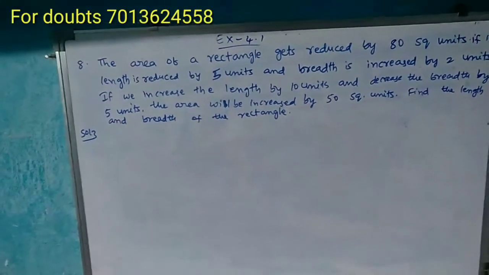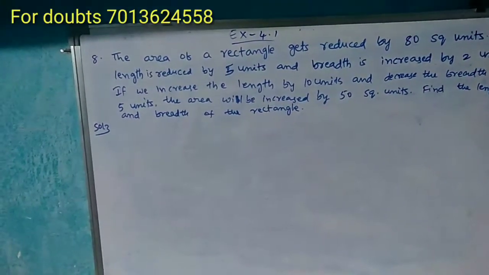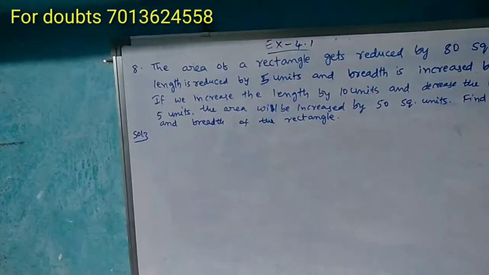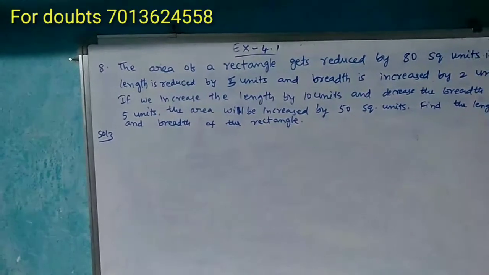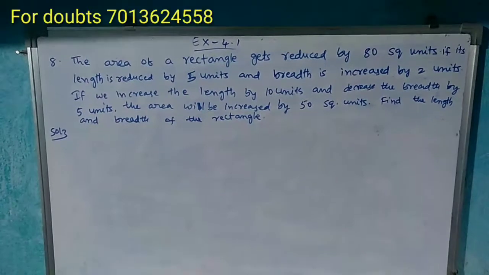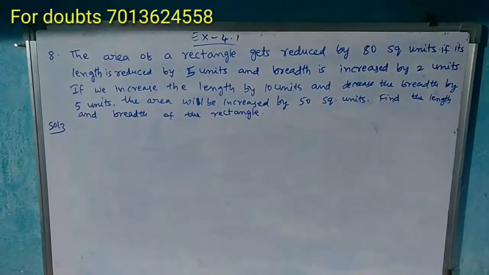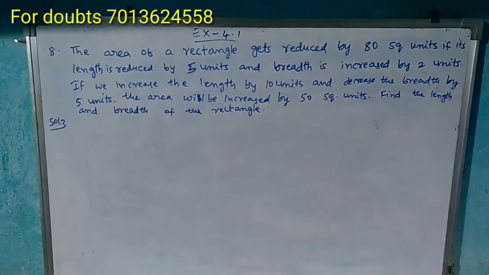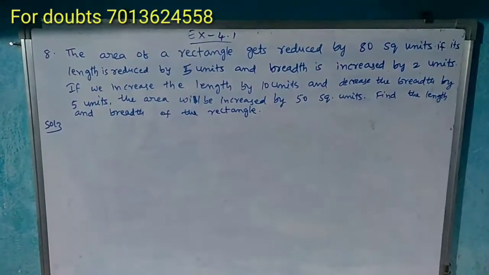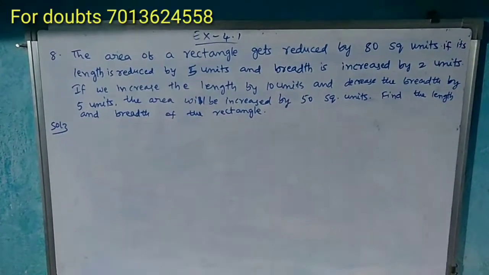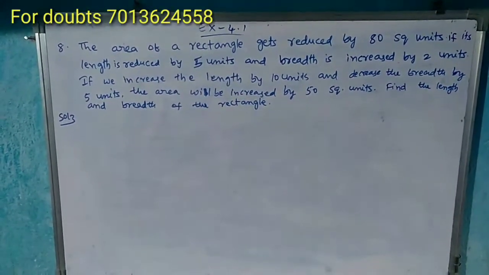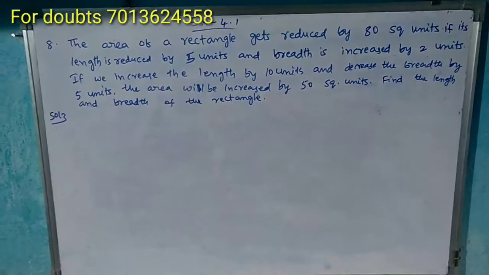Today our topic is Exercise 4.1, Pair of Linear Equations in Two Variables. 8th question. The area of a rectangle gets reduced by 80 square units if its length is reduced by 5 units and breadth is increased by 2 units. If we increase the length by 10 units and decrease the breadth by 5 units, the area will be increased by 50 square units. Find the length and breadth of the rectangle.